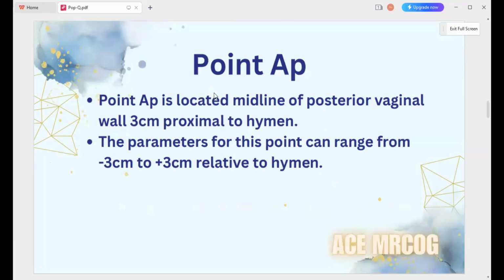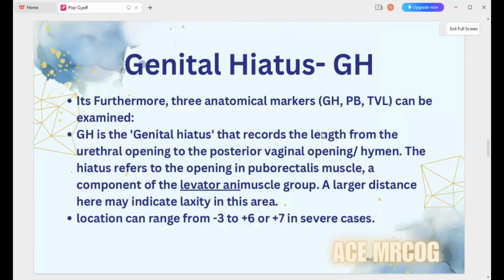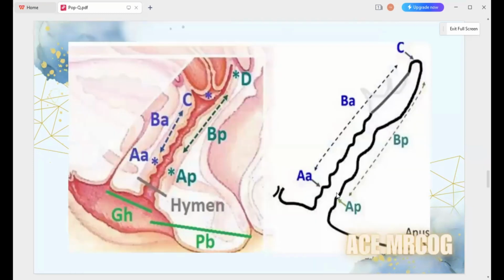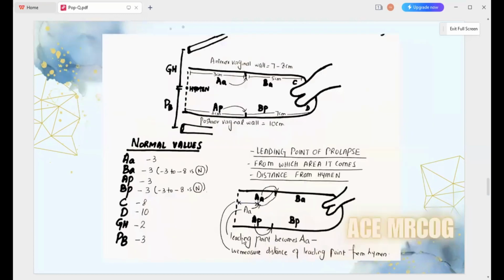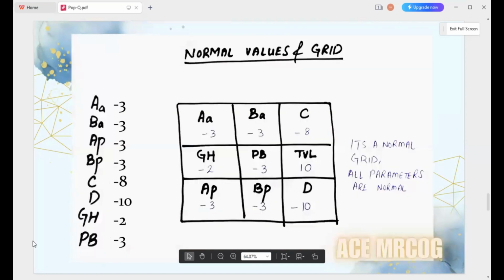Then we had genital hiatus and the perineal body and the total vaginal length, but these two are not very important for you because they will never come. The total vaginal length is 10. So what we see here are the openings of the perineal body and the genital hiatus. And if we see the normal values, AA is -3, BA -3, AP, these are the normal values, and we showed them in the form of a grid. So these are the values that you need to remember so that you are able to classify it.